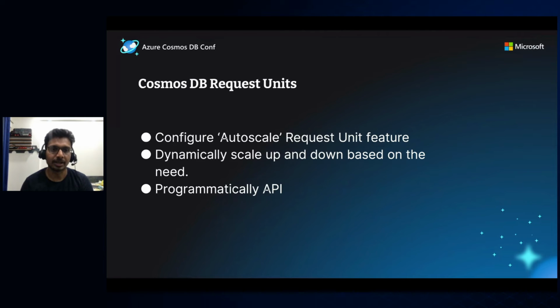Cosmos DB request unit. This is a unit of measurement of how much CPU and memory has been utilized to perform any Cosmos DB operation, be it read, write, or delete. As IoT data ingestion can be at high speed and huge volume, we should configure the auto scale feature at the database container level. This will help us automatically scale up and scale down based on the data ingestion load. You can also perform this request unit modification programmatically through the API when you're doing batch input and output.